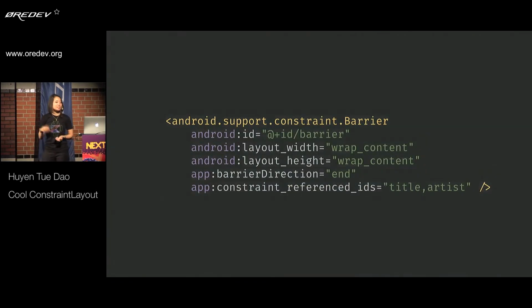Now, because it's similar to a guideline, it's also technically a view under the hood, and you can declare it in XML in this way. And the important parts are specifying the barrier direction. Again, that's the side of the views that the barrier will align to. And then the reference IDs, which is a comma separated list of the view IDs that the barrier will try to align itself to.